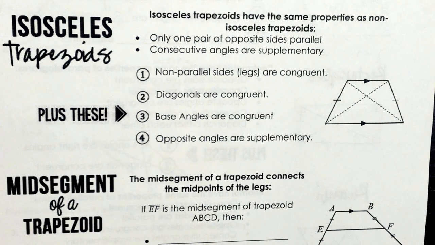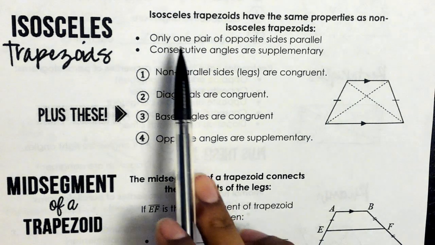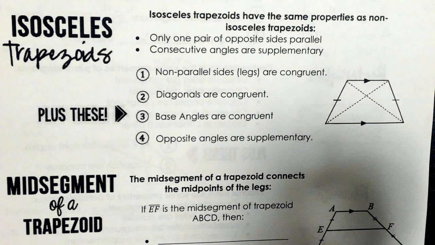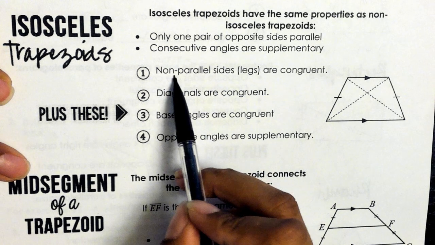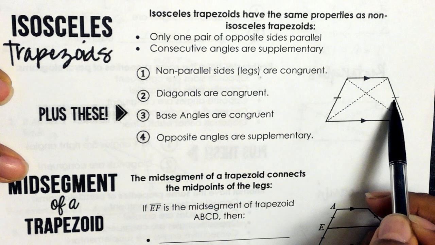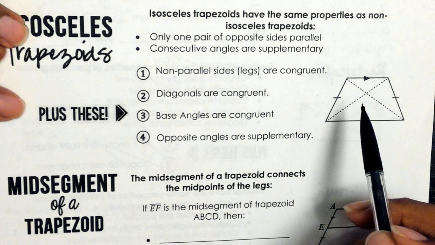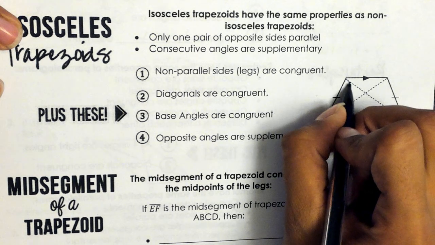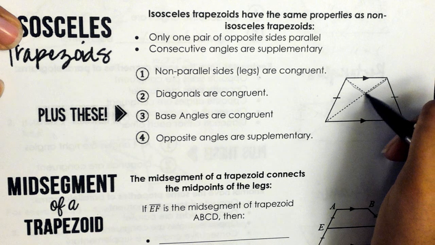Isosceles trapezoid. So an isosceles trapezoid has the same properties as a non-isosceles trapezoid, where only one pair of opposite sides are parallel, as you see here, and consecutive angles are supplementary. However, the non-parallel sides, the legs, are going to be congruent. So these two are congruent. Diagonals are congruent. So basically this would have 2 tick marks, and this would have 2 tick marks.